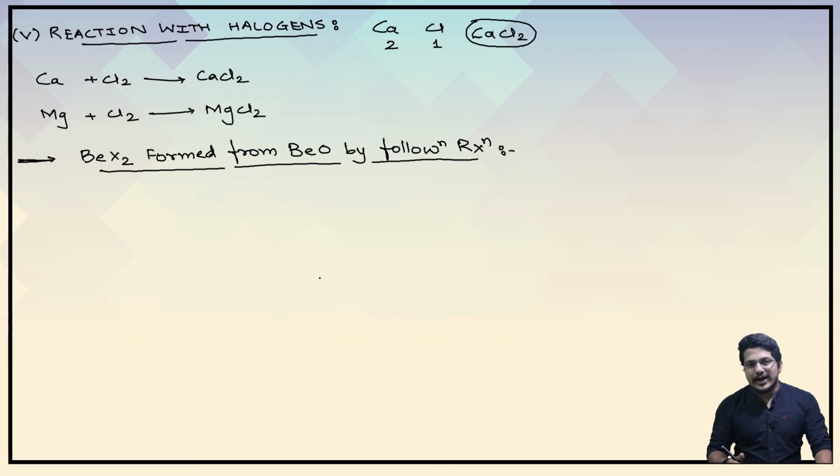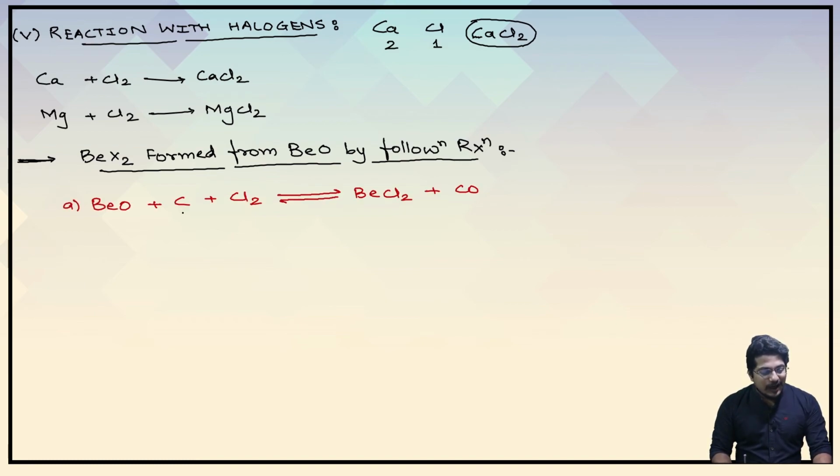सो देखो होगा क्या, अगर BeX2 बनाना है तो हम लोग ने स्टार्ट किया BeO से, दैट इज बेरिलियम ऑक्साइड. We are treating it with carbon in the presence of chlorine, that is Cl2, because we need to produce beryllium chloride, है ना. तो देखो मिलेगा क्या. We would be just getting BeCl2 plus CO. That's it. Okay, this is one method.